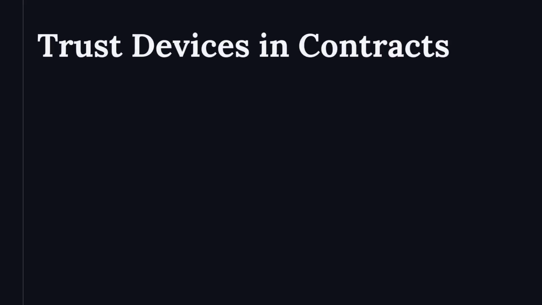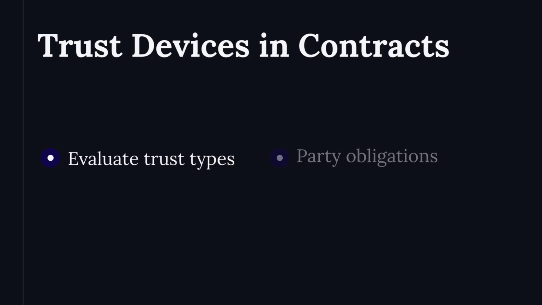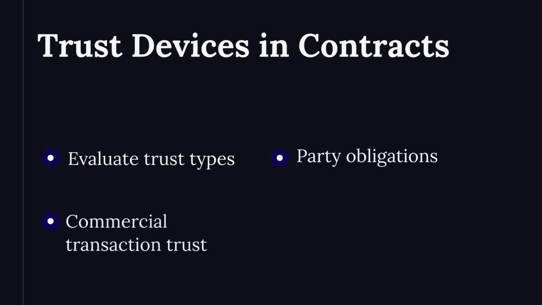Write an essay on trust devices in commercial contracts. Evaluate trust types and party obligations. Analyze commercial transaction contexts with trust law. Critically assess trustee liability limitations. This ensures a thorough exploration of Task 2 themes.